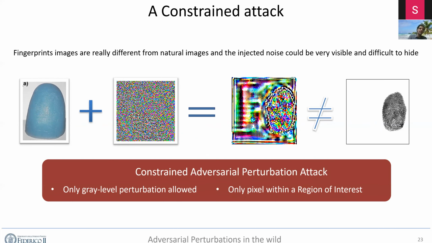So what we did was to modify a set of adversarial perturbation attacks in order to keep in mind two constraints. The first one is that only gray level perturbations are allowed, and the other one is that the perturbation is allowed only within a very reduced portion of the image. I'm talking about this region of interest, so only the portion of the image where the fingerprint is located.